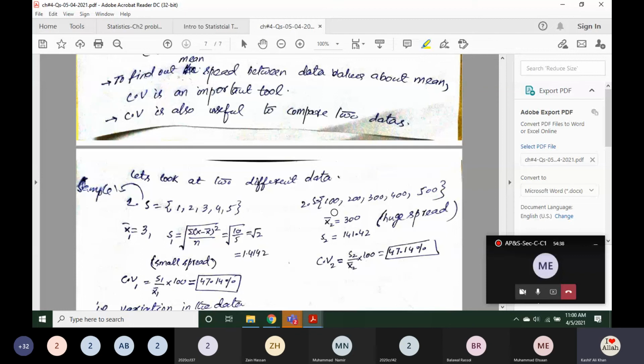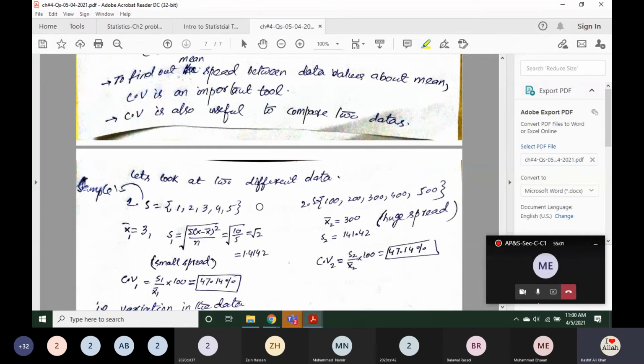Look at their measures of central tendency. X1 is equal to 3. The arithmetic mean of the first data is denoted by X1 bar. So that is 3. Its standard deviation is denoted by S1.